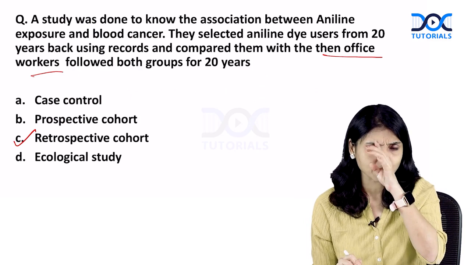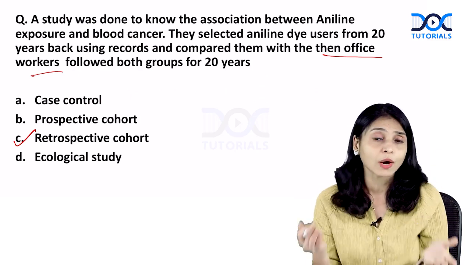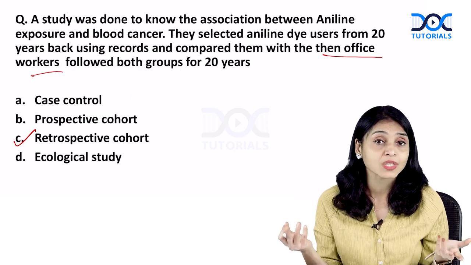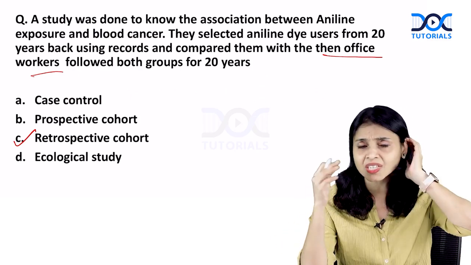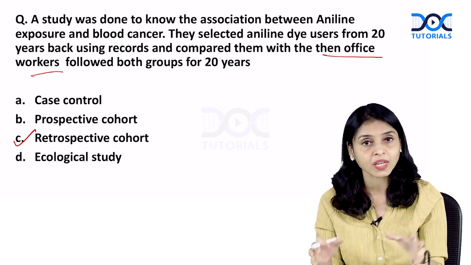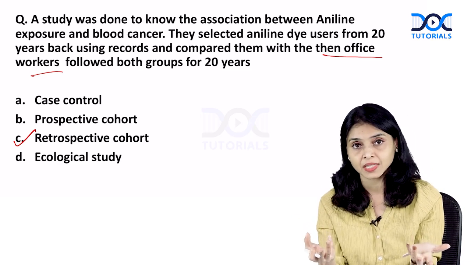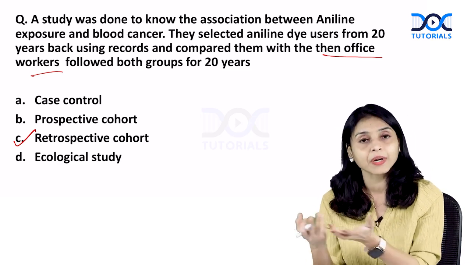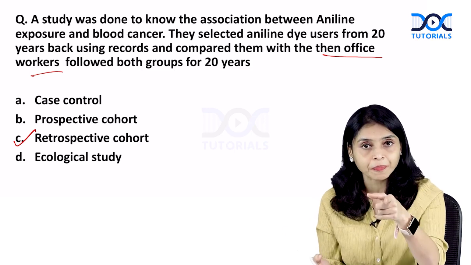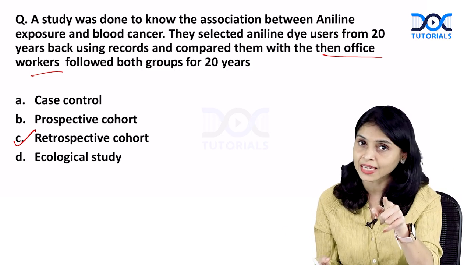Now, a few students ask me, ma'am, can't it be case control? Because the outcome has already developed, then why is it not case control? By the way, guys, what is case control? In case control, you are starting with the diseased and non-diseased. If you are taking patients who developed blood cancer and patients who did not develop blood cancer, or those without that particular condition, and you're asking them about their aniline exposure, then you can say it is case control.